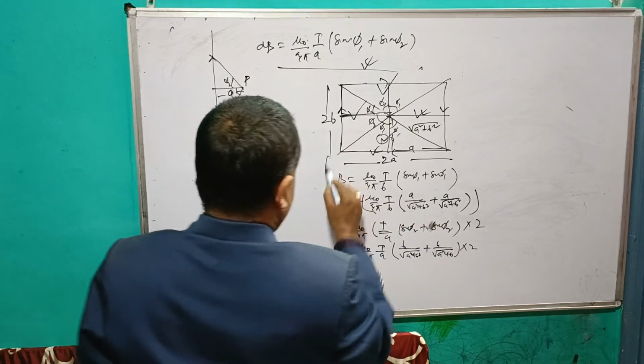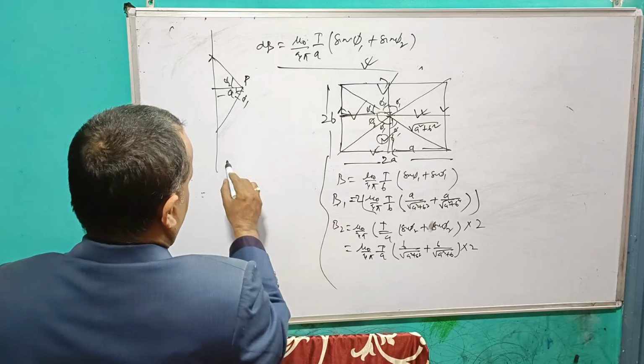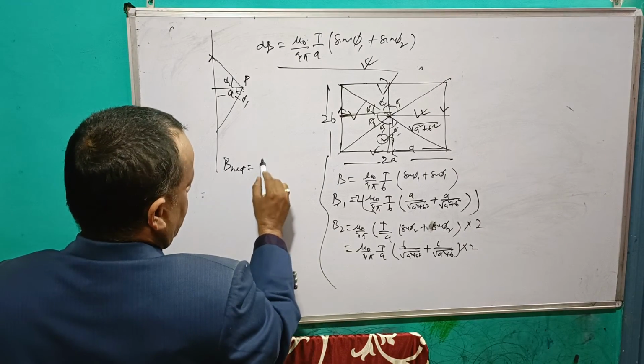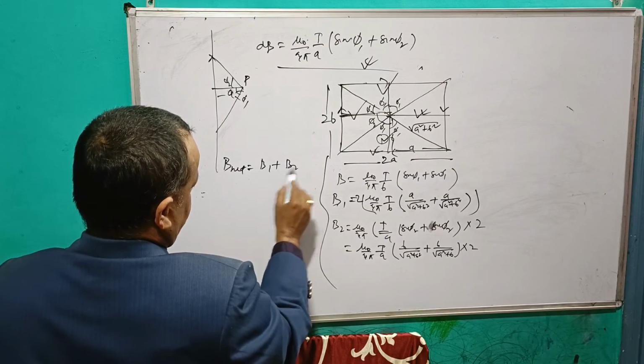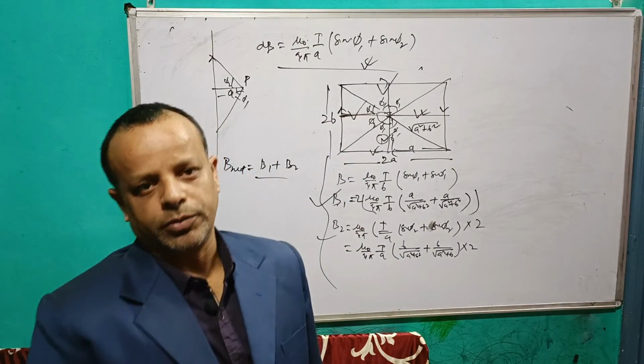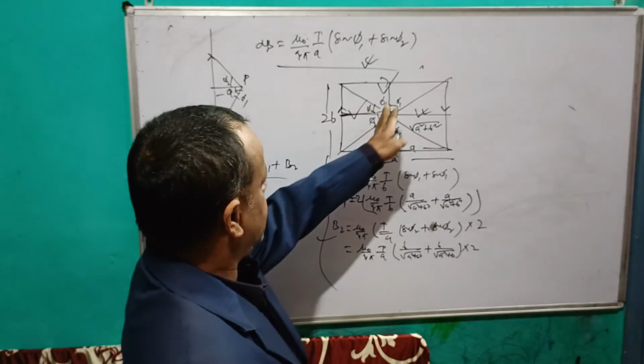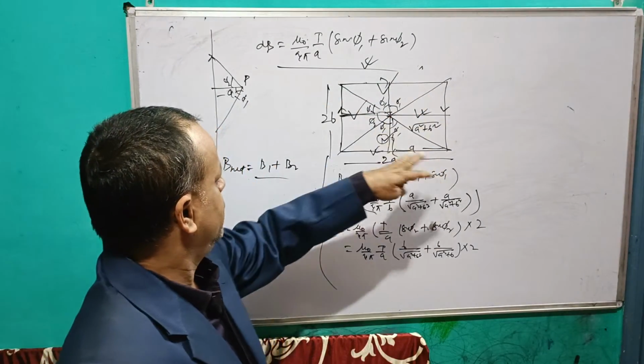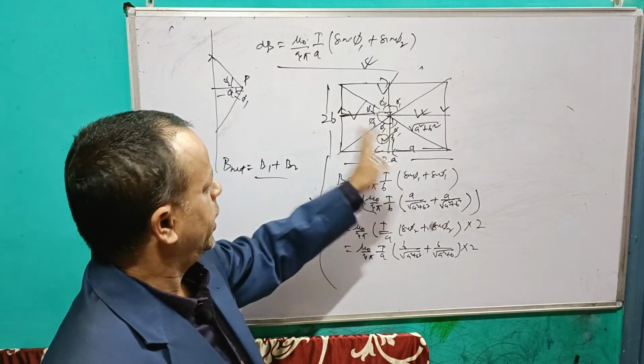So the net magnetic field due to all these elements will be equivalent to what? B net will be equivalent to B1 plus B2. We'll add this and this to get the total strength of the magnetic field at the center of a rectangular loop which has sides 2A and 2B.